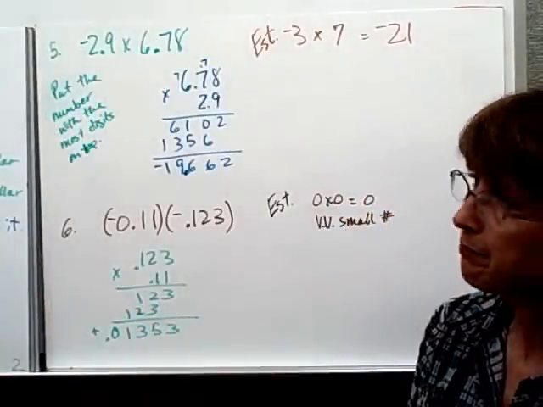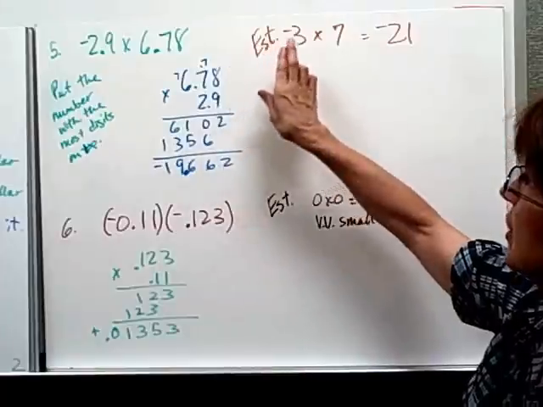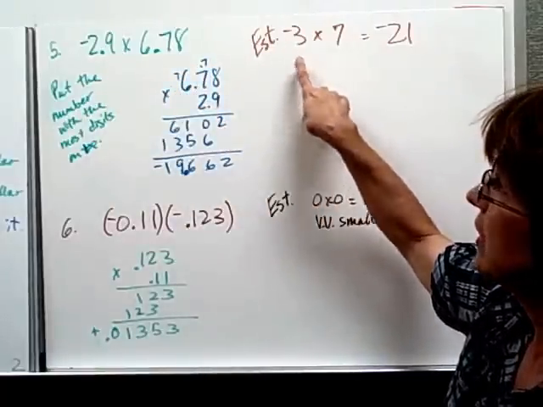Okay, so now we're going to multiply. When you multiply fractions, decimals, you want to estimate first. So that's going to really be -3, and that's about 7.